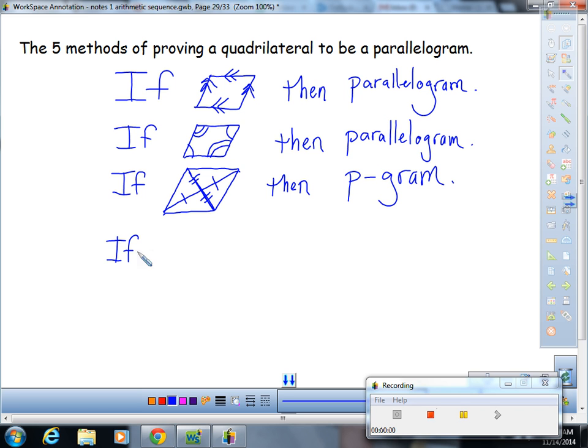We're missing one of the more obvious ones. Yeah, Nick. Excellent, Nick. Thank you. If a quadrilateral has opposite sides that are congruent to each other, then that thing must be a p-gram.